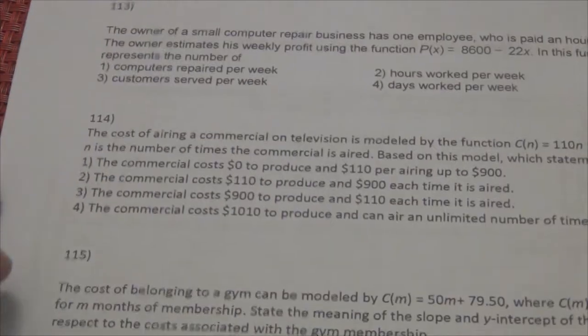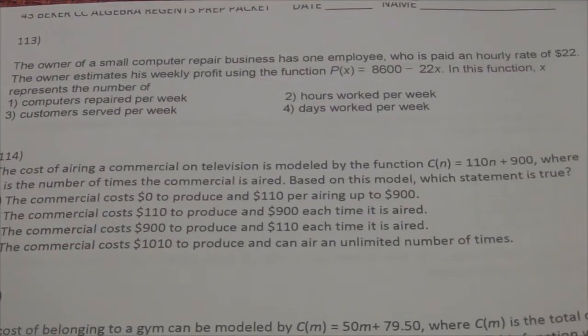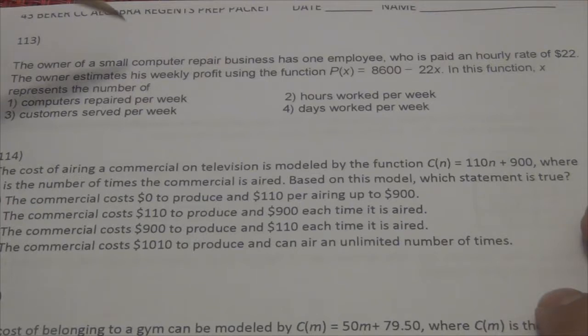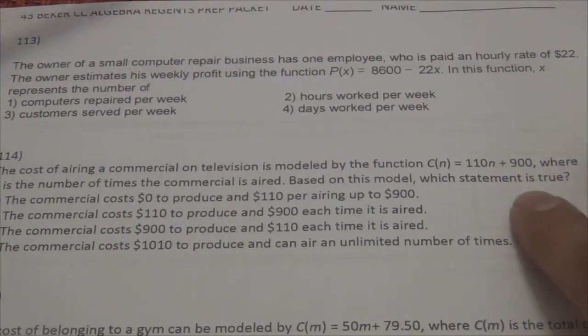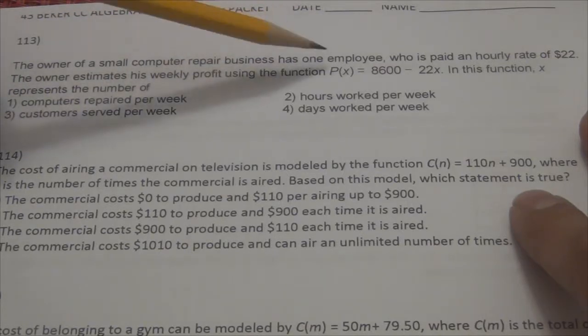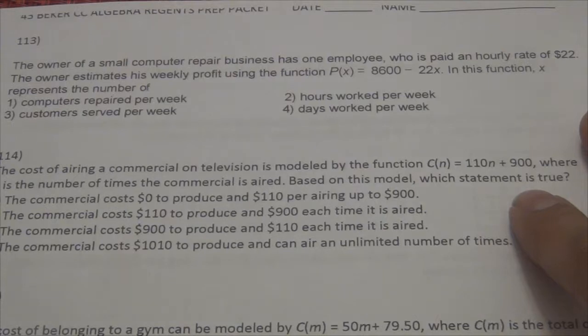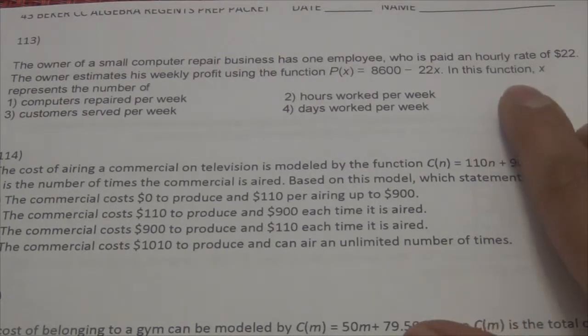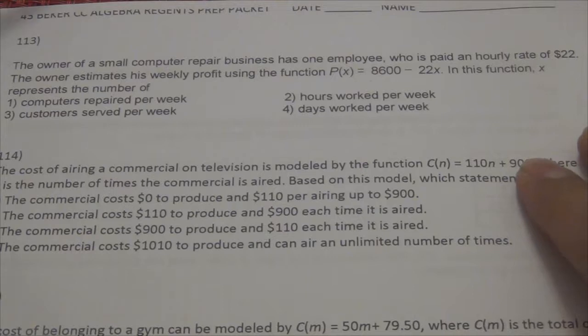Let's move on. The owner of a small computer repair business has one employee who is paid an hourly rate of $22. Okay, so we pay $22 per hour. The owner estimates his weekly profit using the function P of X equals 8,600 minus 22x. In this function, X represents the number of, well, you have to RTFQ, read the full question.